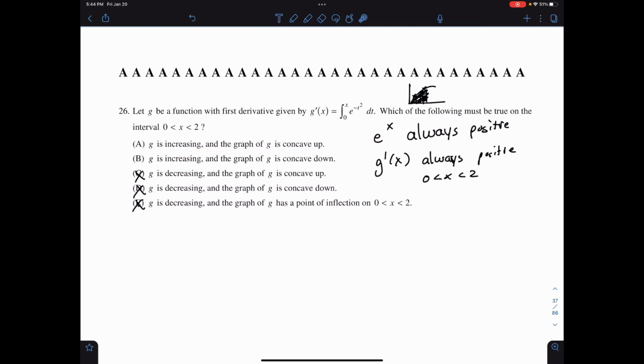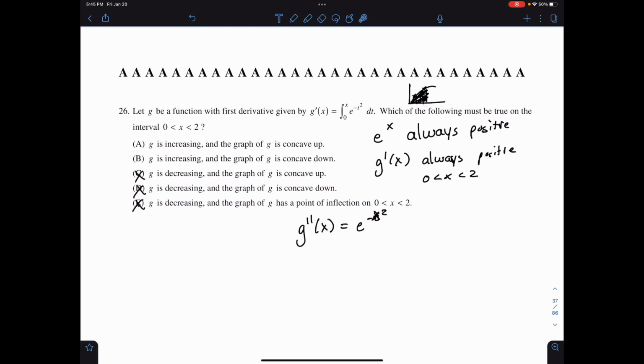So now all I need to figure out is concavity. Is this concave up or concave down? Concavity we can find from the second derivative of the function g, so g double prime of x. And here, since g prime of x is the integral of this function, g double prime of x is the derivative of this, which gets rid of that integral. So I'm left with g double prime of x is equal to e to the negative x squared. And we already established that e to an exponent here is always positive.